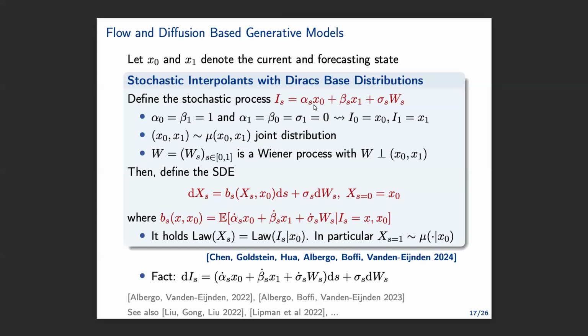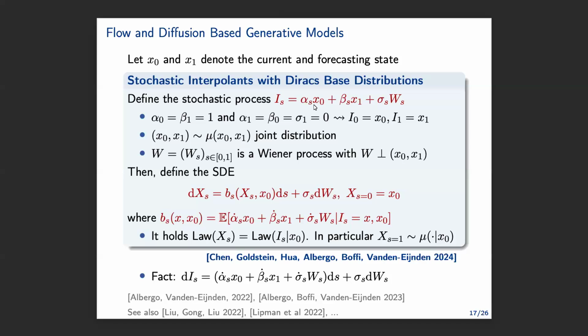A particular one is called stochastic interpolants, developed by Michael Albergo, Eric Vanden-Eijnden and Nick Boffi in the Courant group, and also similar works like flow matching. So let me describe how this is achieved. For notational convenience, we let x0 and x1 denote the current and forecasting state. So you want to go from x0 to a distribution of x1 conditional on x0. That's the goal we want to achieve.